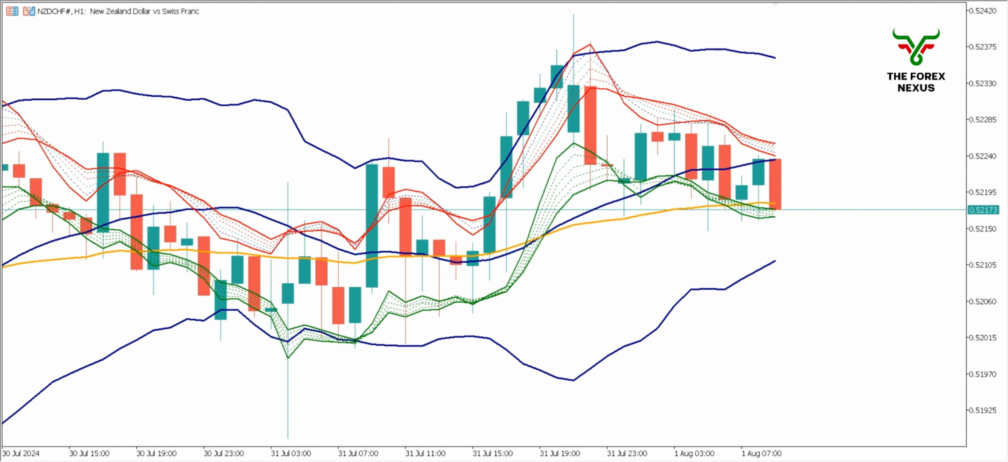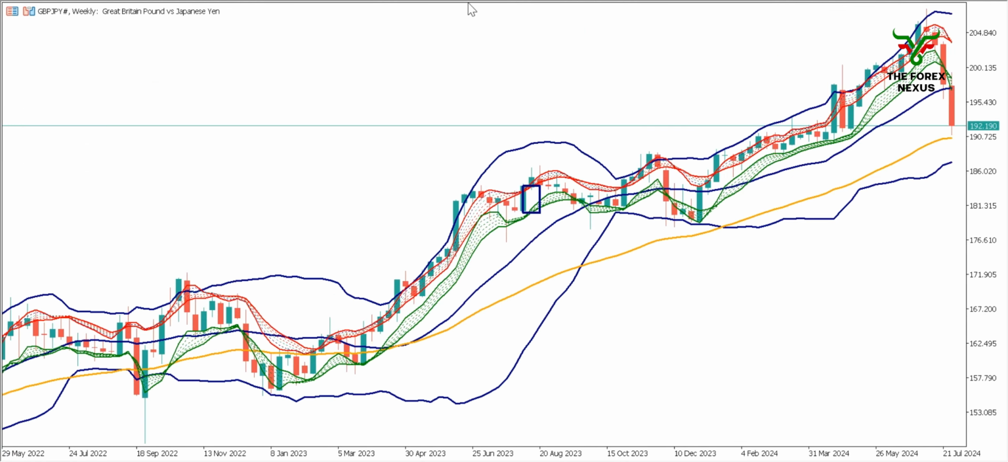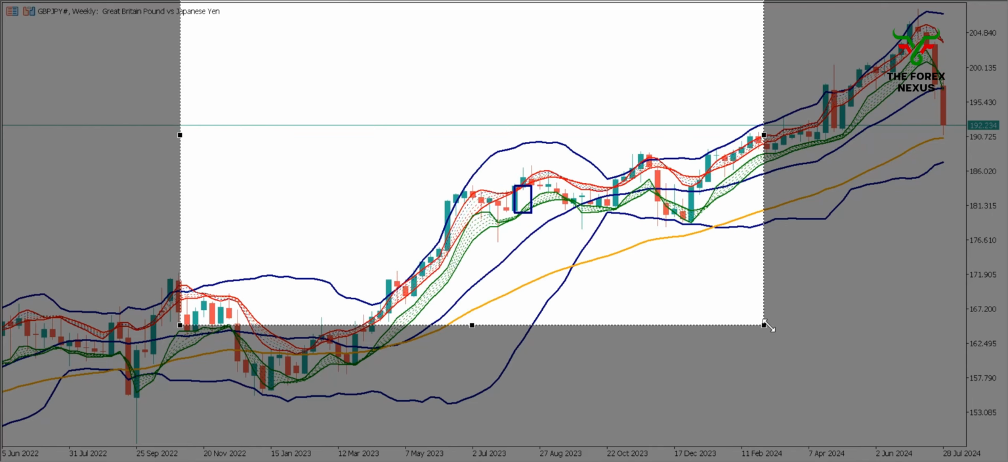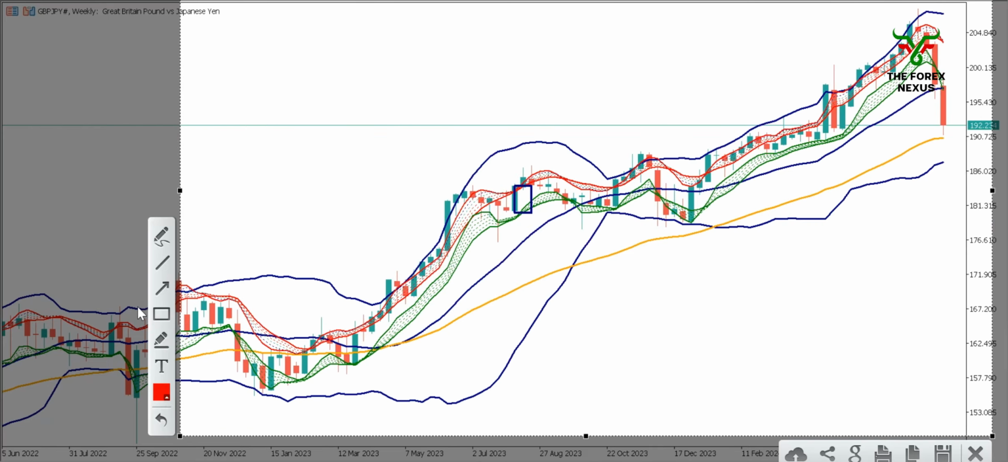Now let's move to GBP JPY. Last week I posted the GBP JPY base setup here, and it failed. Why did it fail? That was not a signal, because we need to wait for the confirmation.